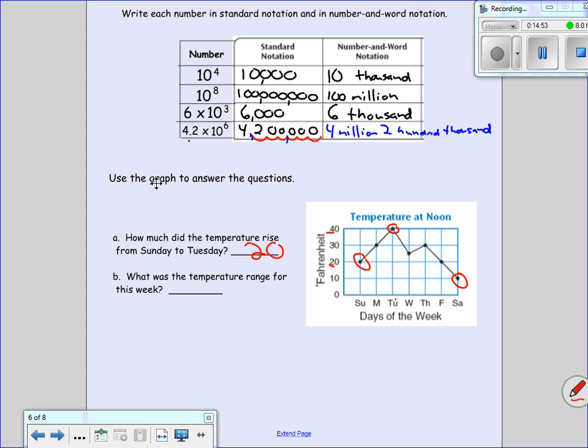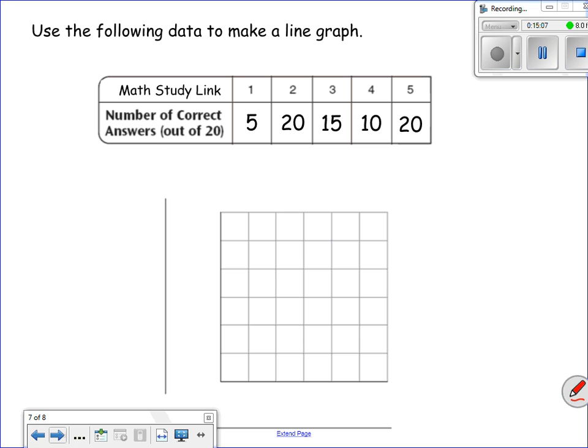What was the temperature range for this week? So range is my smallest number, which is a 10. My biggest number, which was a 40. I'll subtract these. 30 is my range. Let's keep on cruising here.